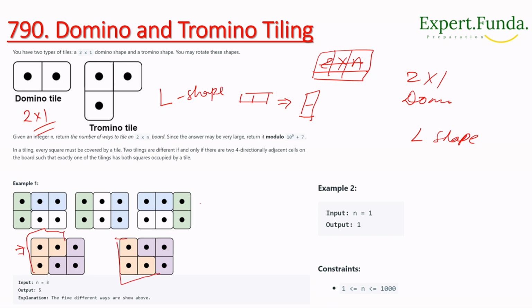Correct. So at first glance, one might consider testing every possible combination of domino and tromino and then count the ones that completely fill the 2 cross n board. This can be achieved through backtracking. We can do it using backtracking. Let's see.